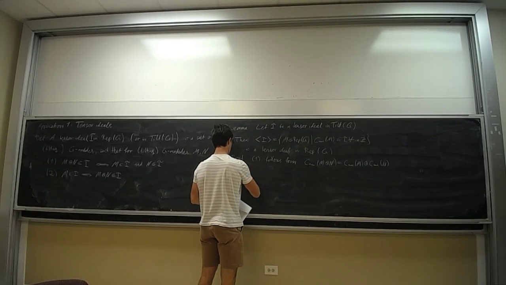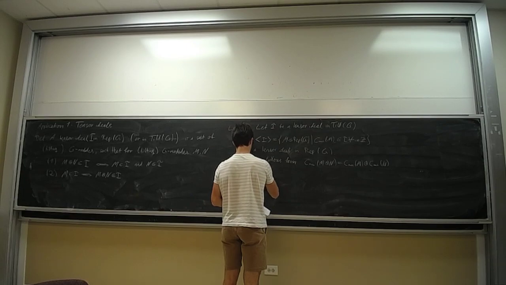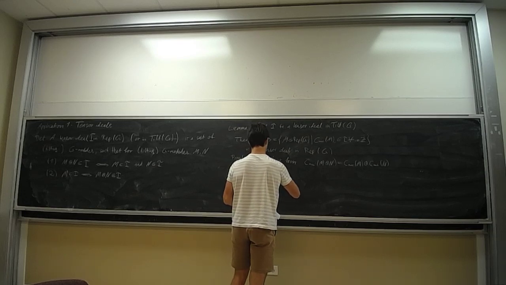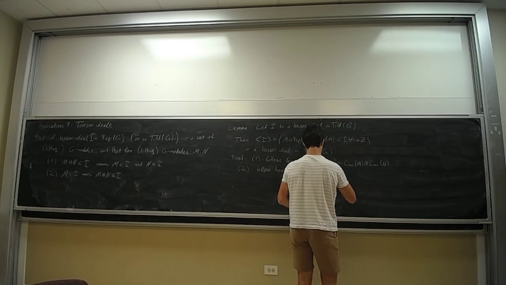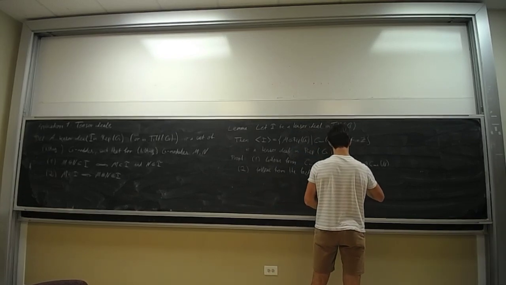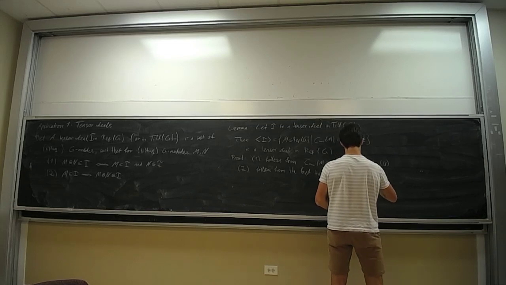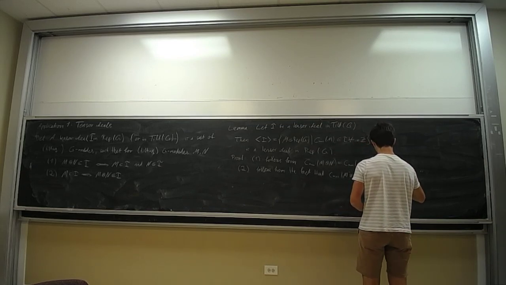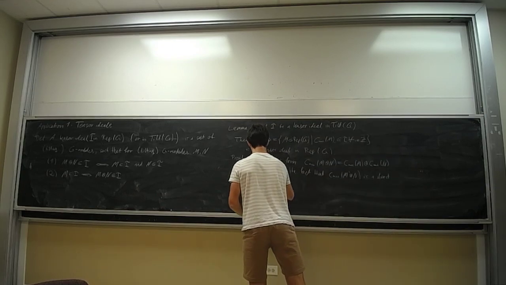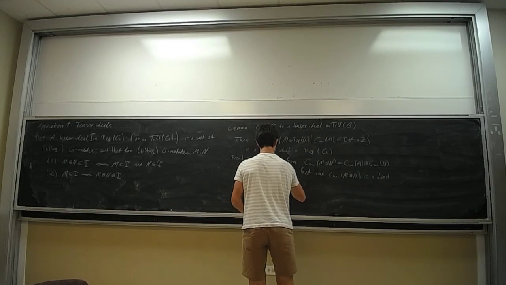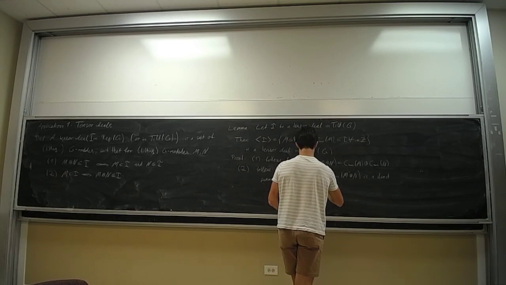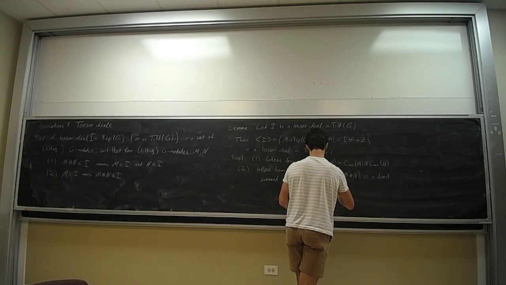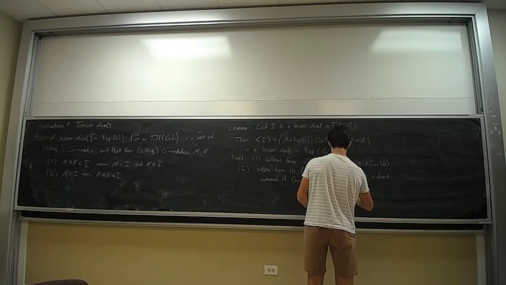And secondly, we have that this follows from the fact that the minimal tilting complex of M tensor N is a direct summand of the tensor product of the minimal tilting complexes of the two constituents. So C min of M tensor C min of N.